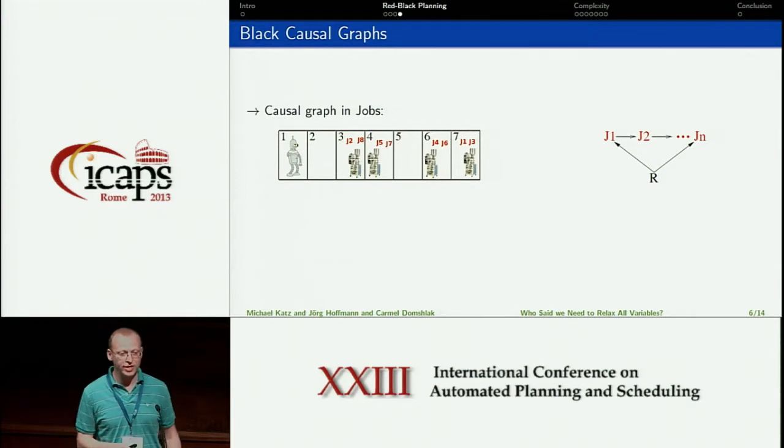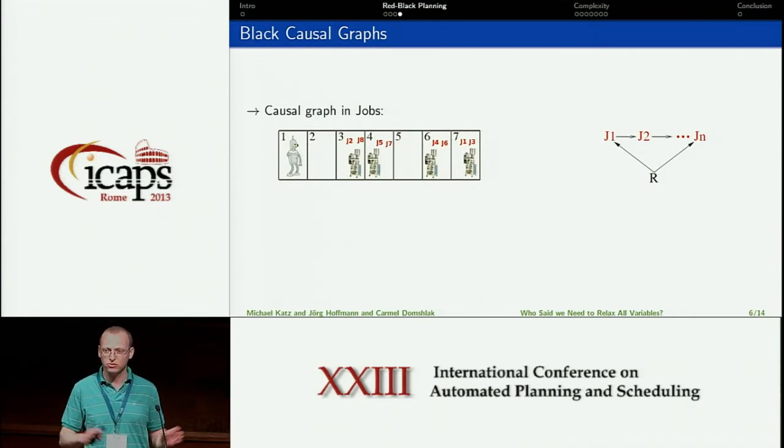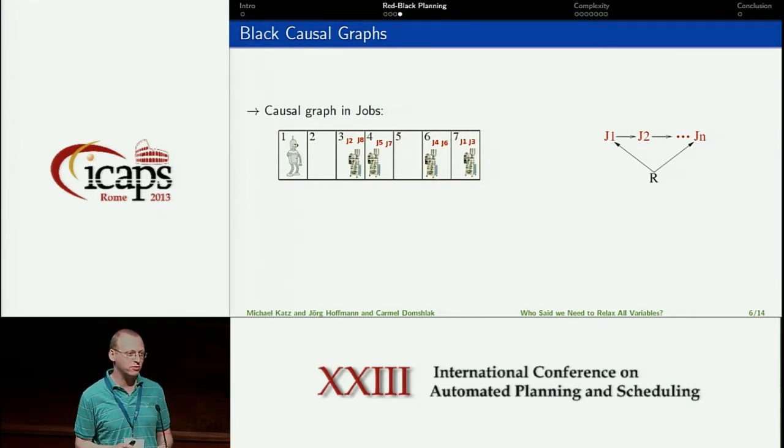Okay, so just to remind some of you that don't remember what causal graphs are, probably none of you, but well. Causal graphs reflect some causal dependency between variables in the problem. The nodes of the causal graphs are the variables of the problem, and there is an edge from variable x to y if there is some action that changes the value of y depending on some value of x.